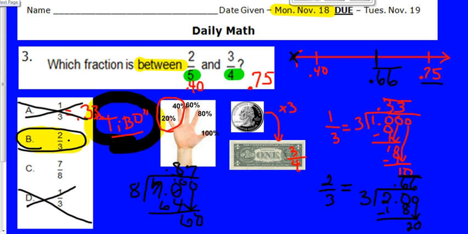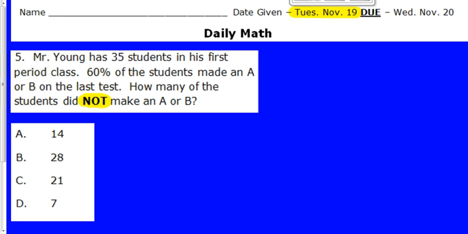Now let's look at Tuesday night. Tuesday night, Mr. Young has 35 students in his first period class. 60% of these students made an A or B on the last test. How many of the students did not make an A or B? Okay, we're going to set up our proportion box. This is about the students in his class.